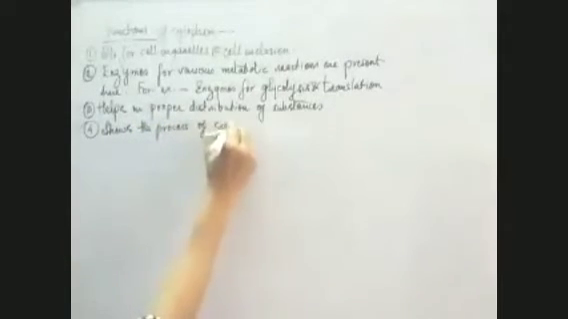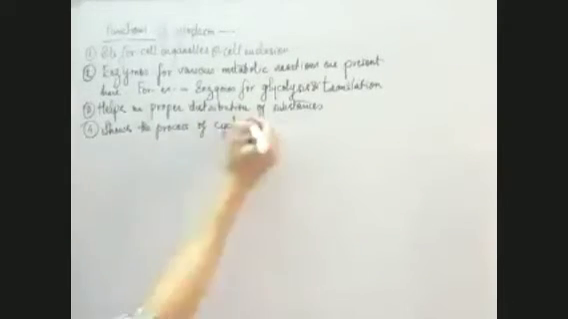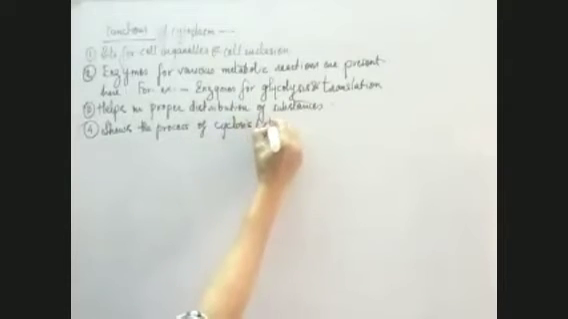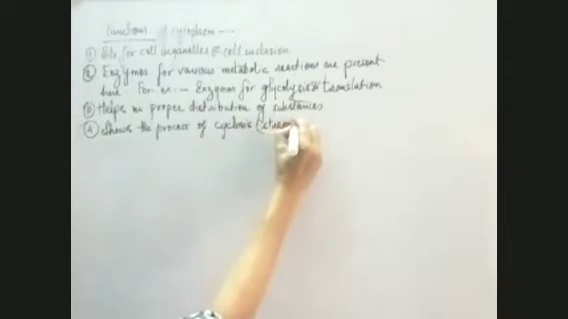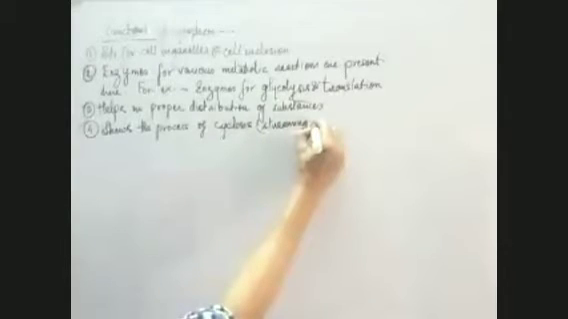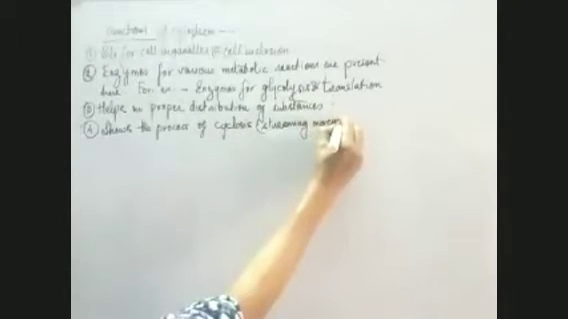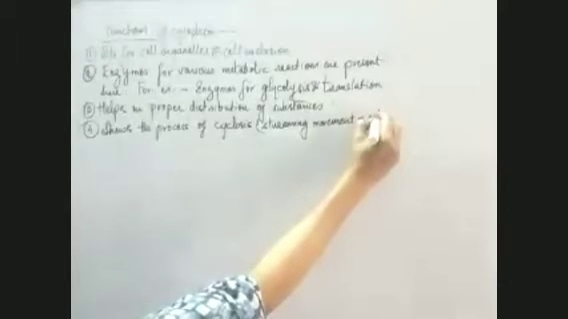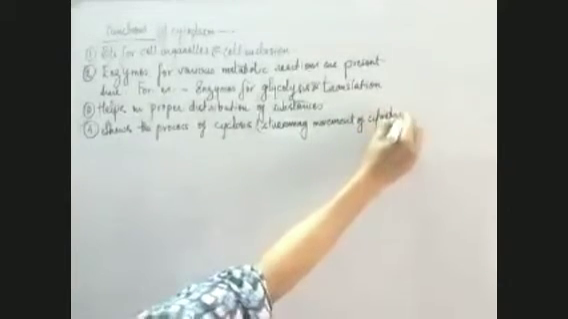The fourth point is it shows the process of cyclosis. Cyclosis, as I told you, is the streaming movement of cytoplasm. Yesterday also I told you, streaming movement of cytoplasm is cyclosis. So it shows the process of cyclosis.